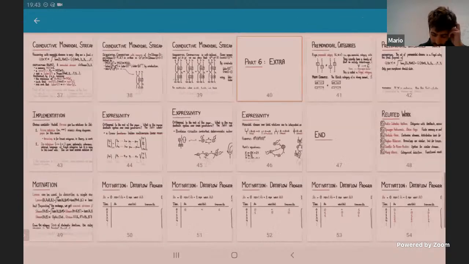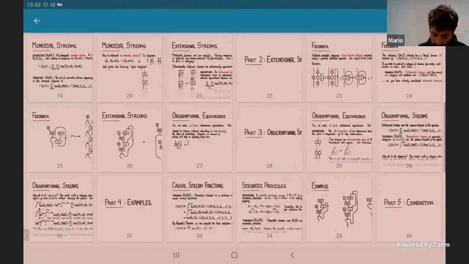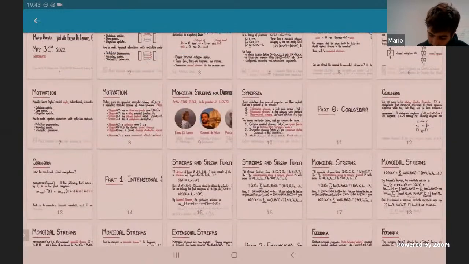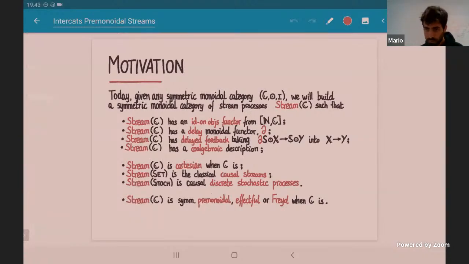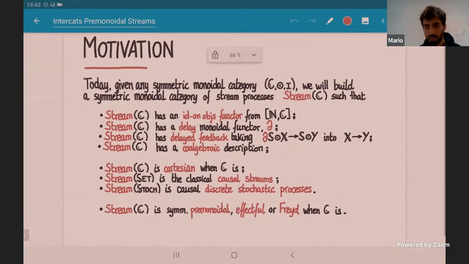So, okay, in summary, and I'm going to go back to the summary of the talk. Given any symmetric monoidal category, C, but I'm also saying that pre-monoidal works the same, we can build a symmetric monoidal category of stream processes. And it has the nice properties that dataflow programming was having with causal stream functions. So we have still an identity on objects functor from C to the category of monoidal streams. We have a delay, and this delay is defined in the natural way in C to the N and then extended to the category of monoidal streams.